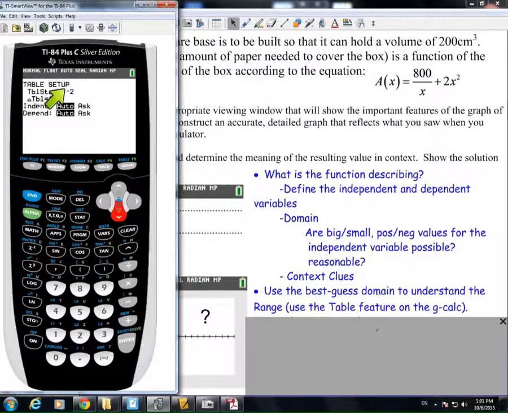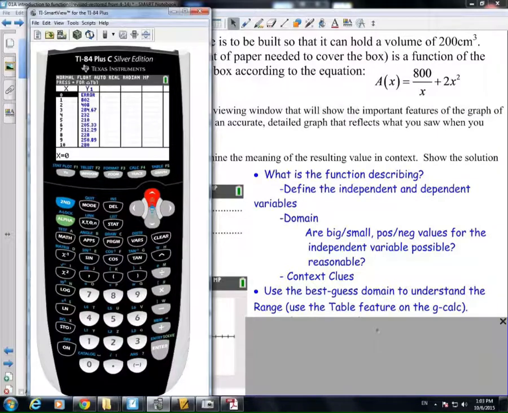You get the table setup, and you can change where you start the x values and how much the x values are going to change by. Here it should be 0. I want to start at x equals 0, and then I want to go up by 1s. Once I hit the table, and to do that I will hit the second function and then the graph button, that's how I get the table itself.